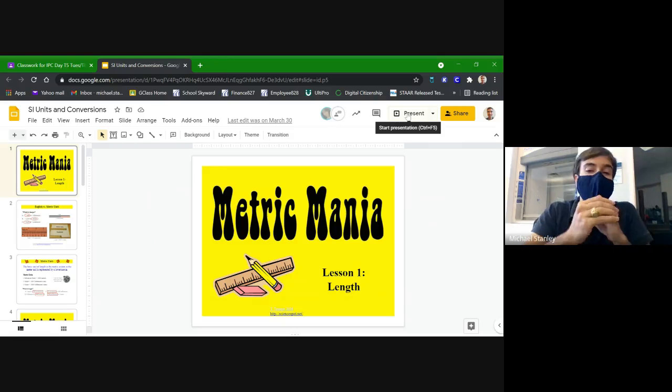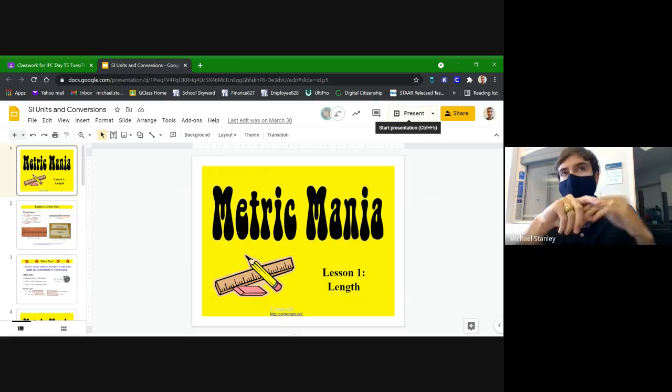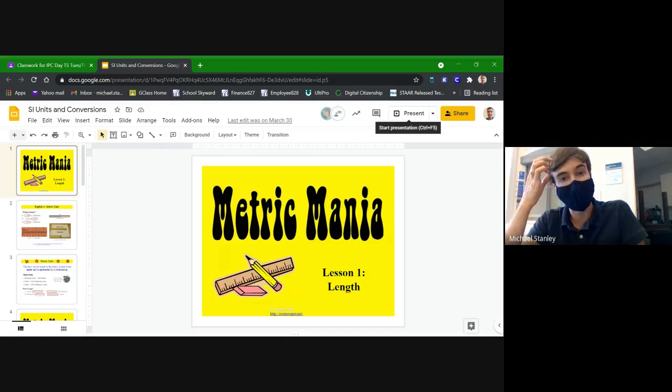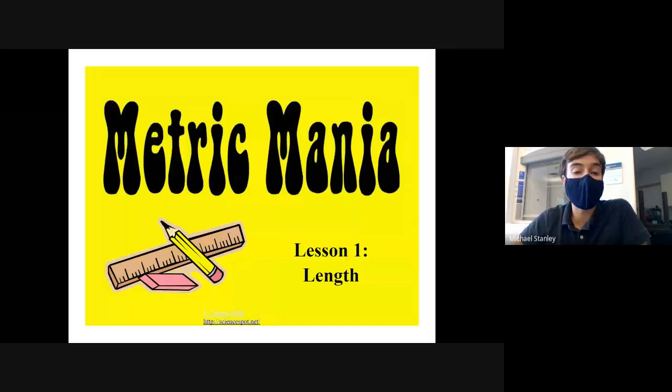So you may have heard about the metric system before. It has things like kilometers and grams and liters that it deals with. And a little bit later, we'll talk about why scientists like these a little bit better than the American imperial system. But first off, we're going to talk about what are these different measurements. So what are the different ways that scientists measure the world around us?